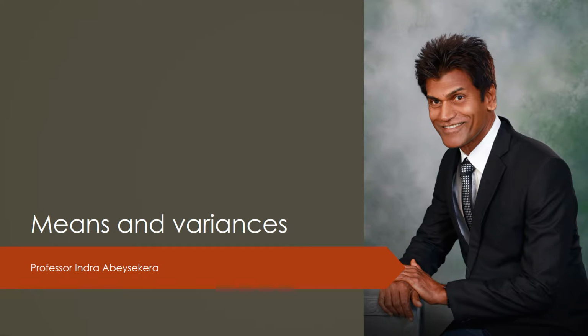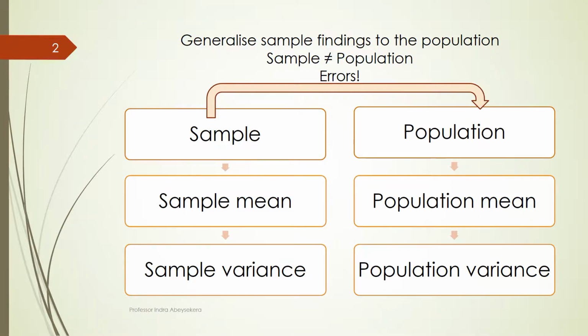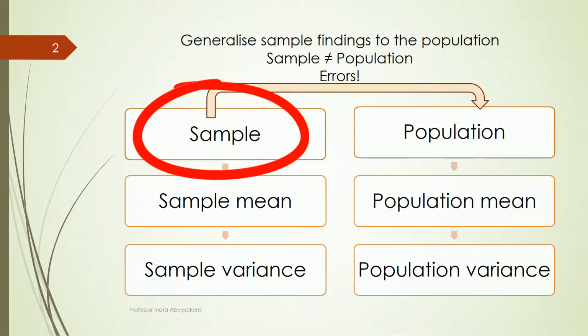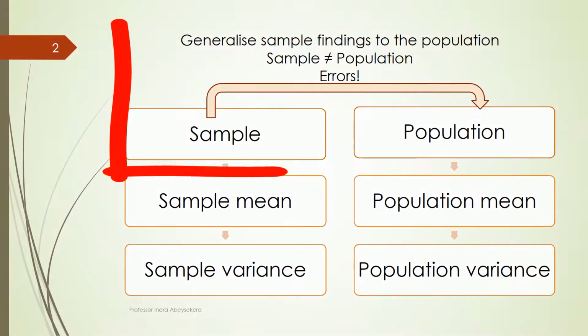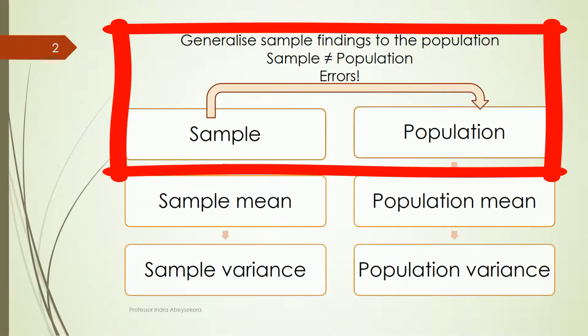Etc. Let's look at means and variances. When we take a sample, we try to generalize findings from the sample to the population. Sample is not equal to the population. So what it means is the sample can contain errors that is less than representative of the population.